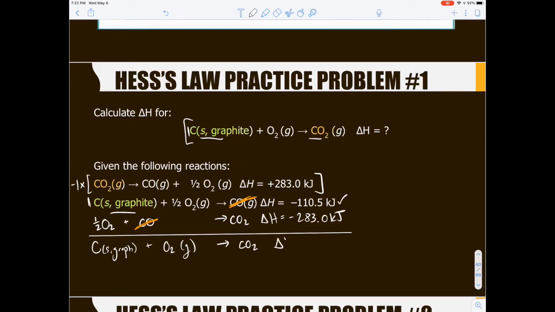And Lizzie, how do we find delta H then for this target reaction? Yeah, good. We add up these two modified. Well, one of them wasn't modified. One of them was. We add up these two modified reactions. Okay. 283.0. Okay, 393.5.